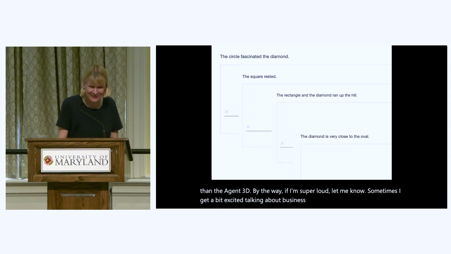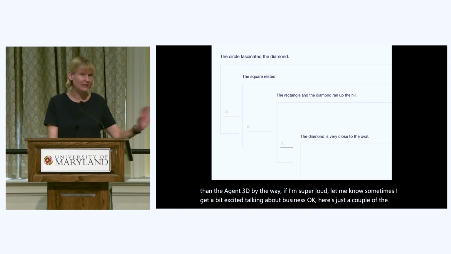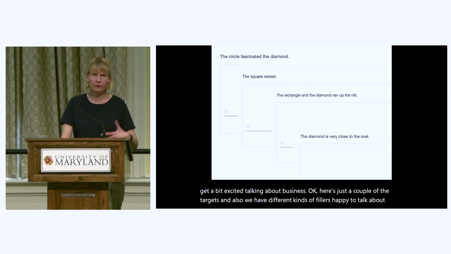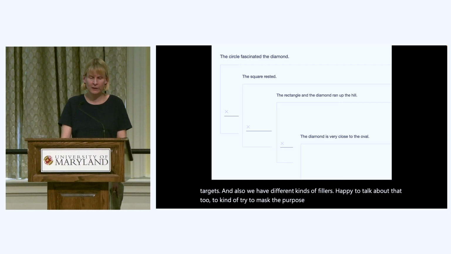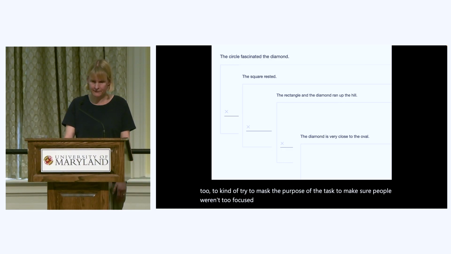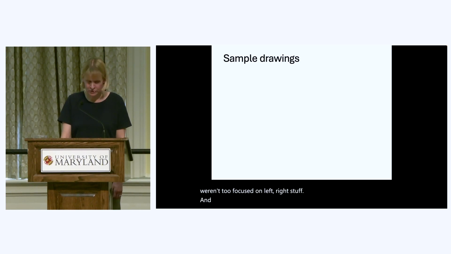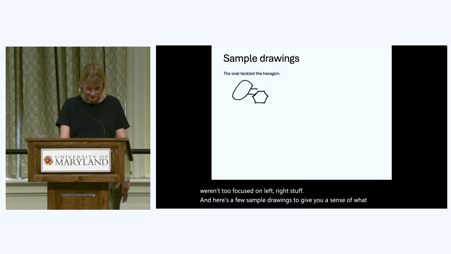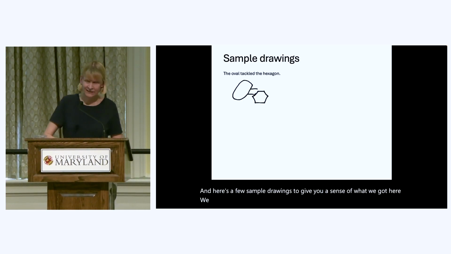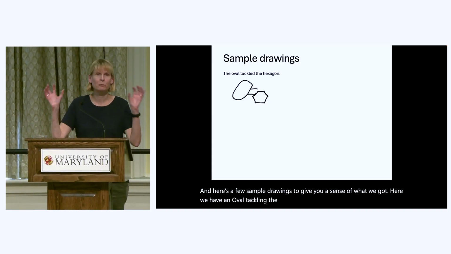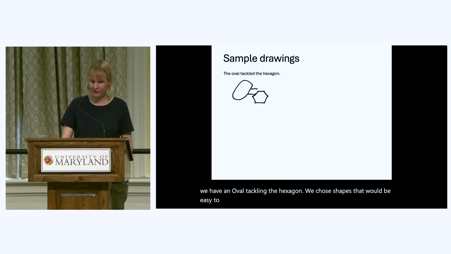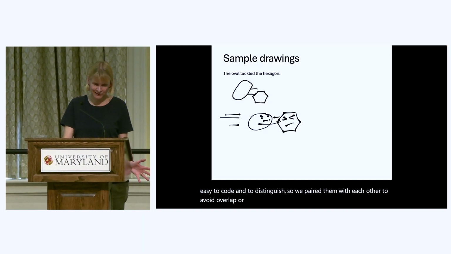Okay, here's just a couple other targets, and also we had different kinds of fillers, happy to talk about that too, to try to mask the purpose of the task, to make sure people weren't too focused on left-right stuff. And here's a few sample drawings to give you a sense of what we got. Here we have an oval tackling the hexagon. We chose shapes that would be easy to code and to distinguish, so we paired them with each other to avoid overlap or similarity. Here's a much more aggressive oval doing the tackling.